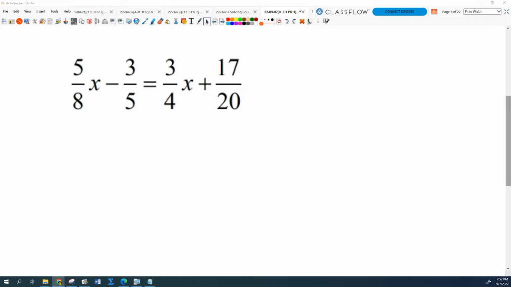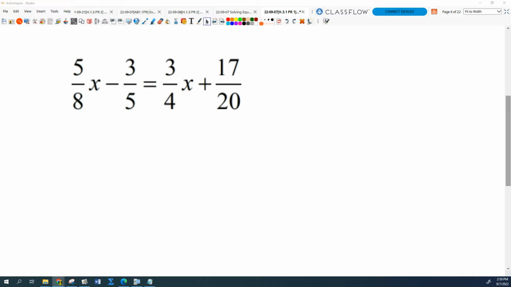Because fundamentally, isn't that what a least common multiple is? It's the smallest number that a bunch of numbers will divide evenly into, right? And that's all the least common denominator is. So we want the smallest number that 8 and 5 and 4 and 20 will all divide into, right? So how do we find that? Well, you guys are just smart.